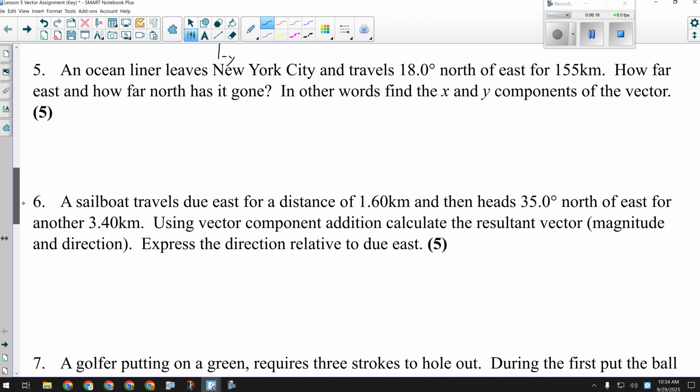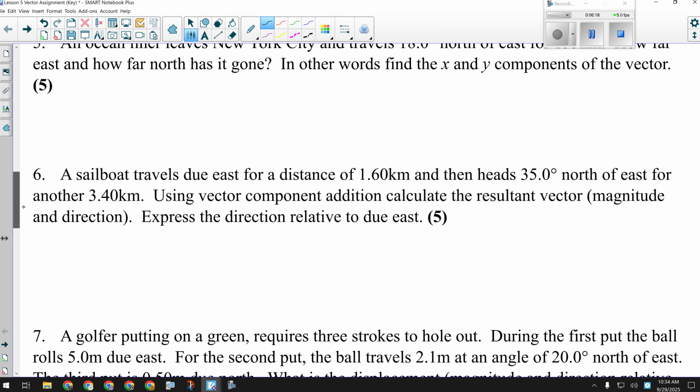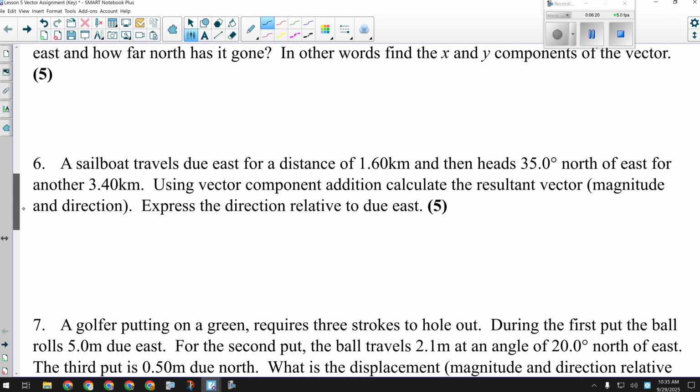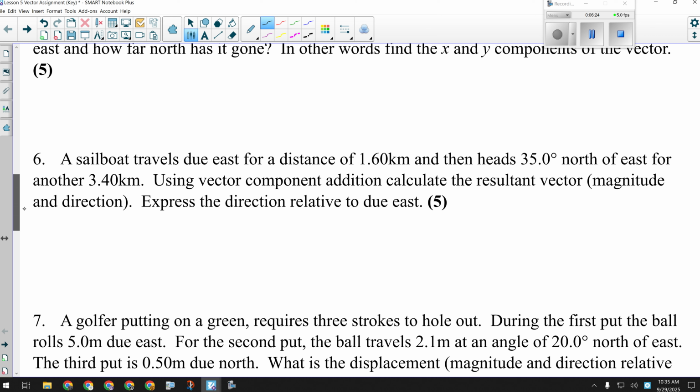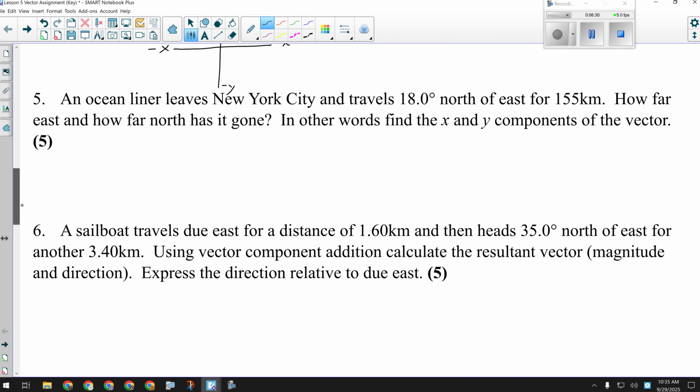Okay, number 6, we've done a ton like that. Again, it's pretty much an exam level vector question, one that's flat, one that's not. Do your calculation there.